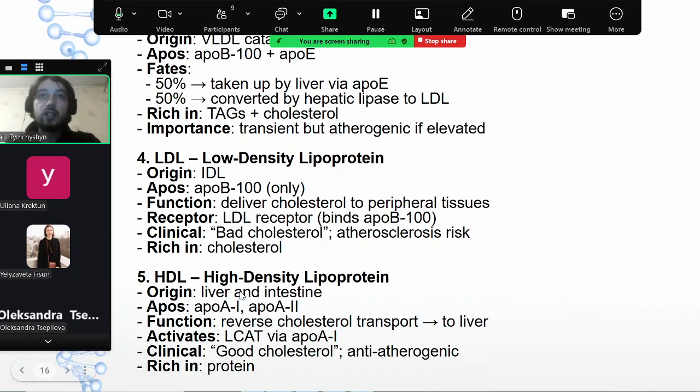And there is HDL, high density lipoprotein. They originate in the liver and intestine, and they have the function of reverse cholesterol transport, so they are transporting cholesterol from the peripheral tissues back to the liver in case we have too much cholesterol, and some of it should be metabolized and excreted. In clinical practice, they can be called good cholesterol, so they are indicators of good cholesterol.